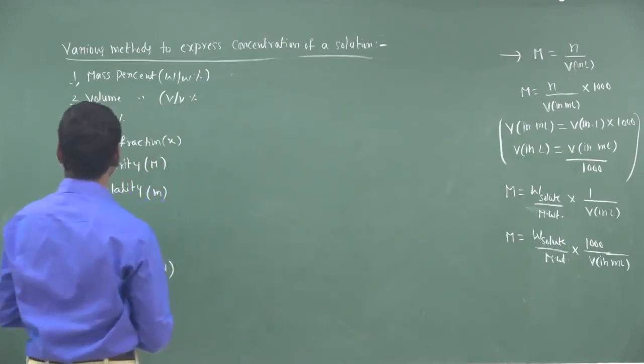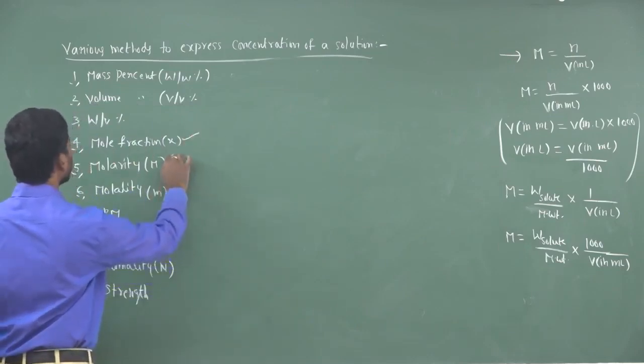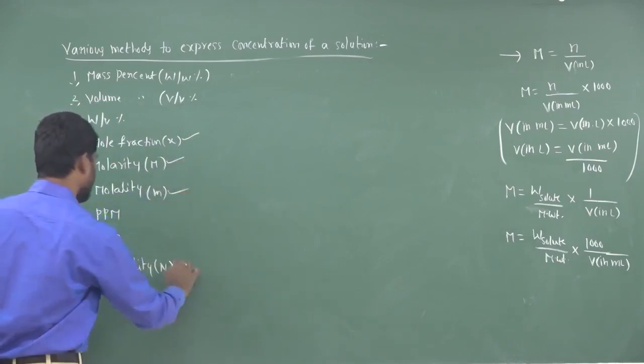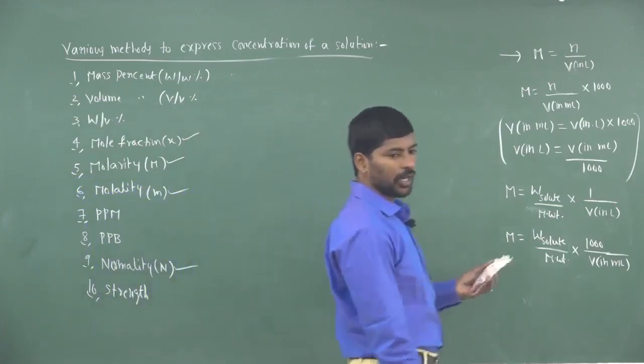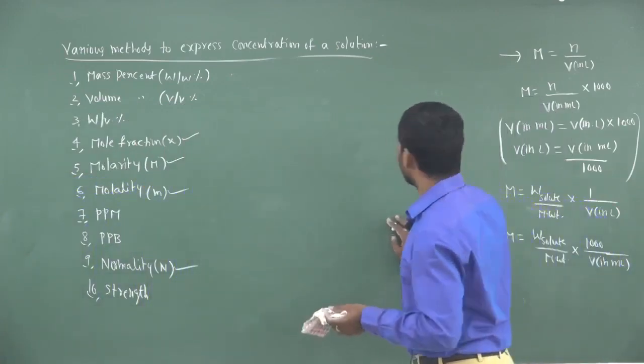Out of these various methods, these are important and repeatedly used: mole fraction, molality, molarity and normality. These four are relatively important.